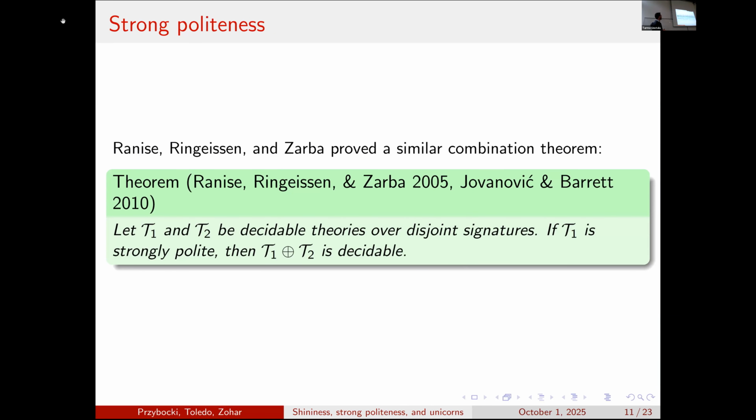So then, in a similar spirit to shininess, there's this related notion called strong politeness, introduced by Ranise, Tinelli, and Zarba, with a slight correction by Jovanović and Barrett to fix a bug in the proof. Their theorem said that if we have two decidable theories over disjoint signatures, and one of them is strongly polite, then the combination is decidable. So again, we're only assuming a property of one theory.